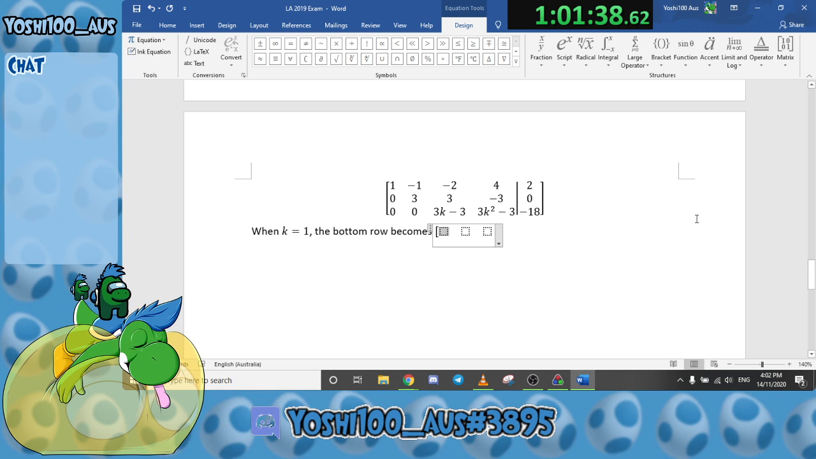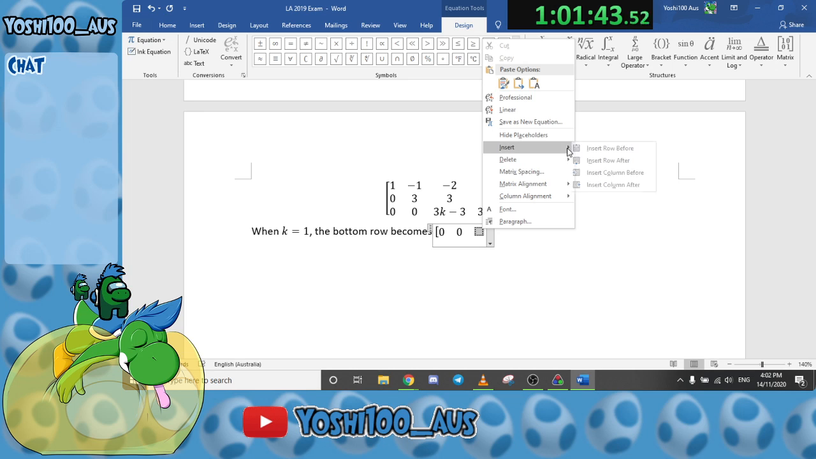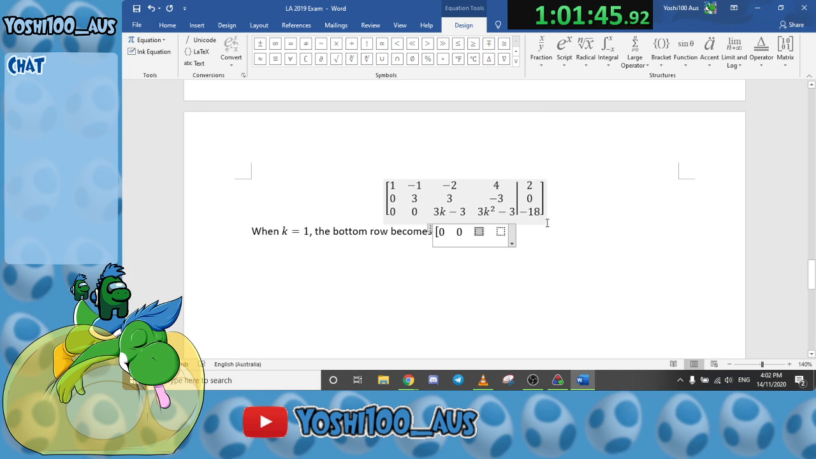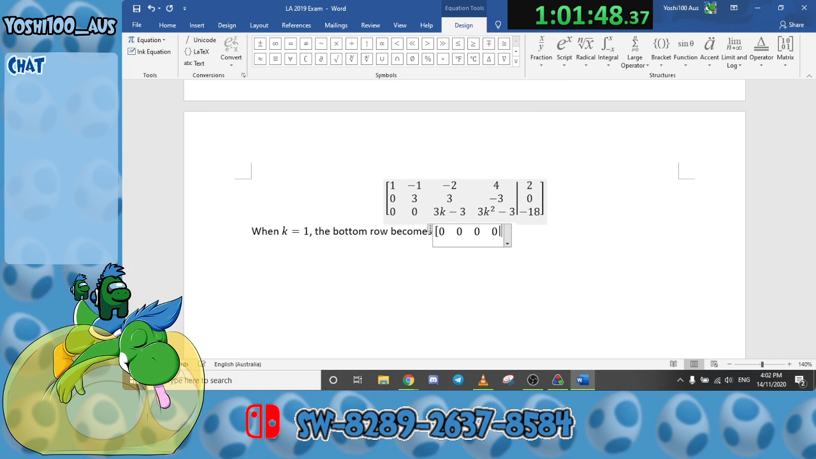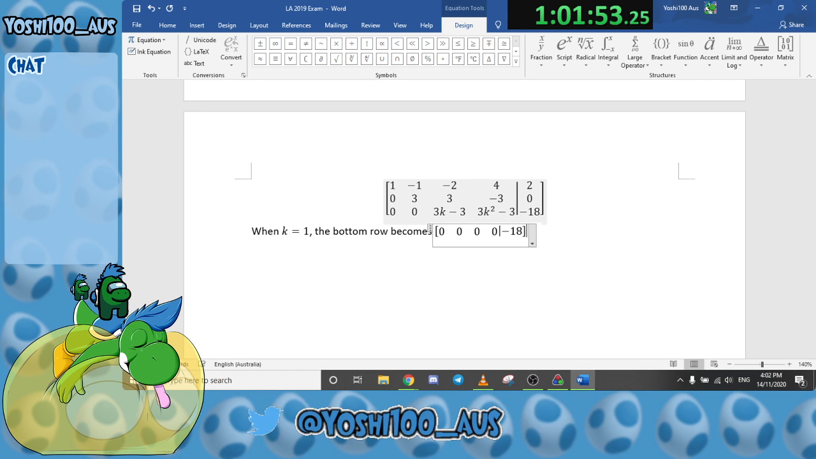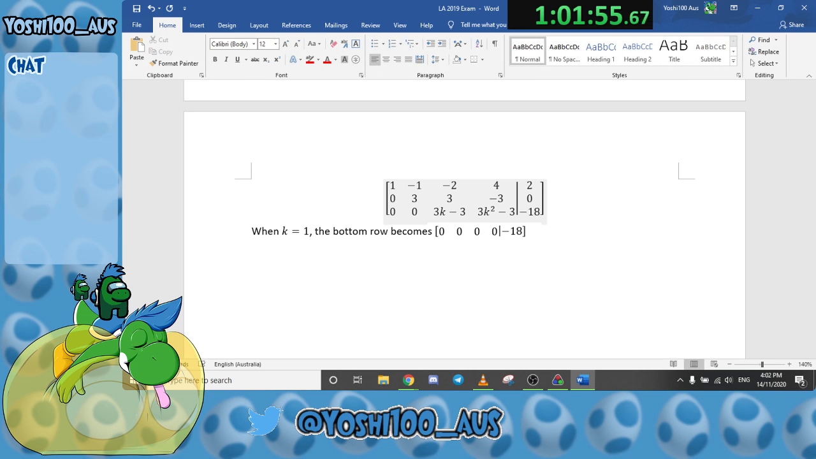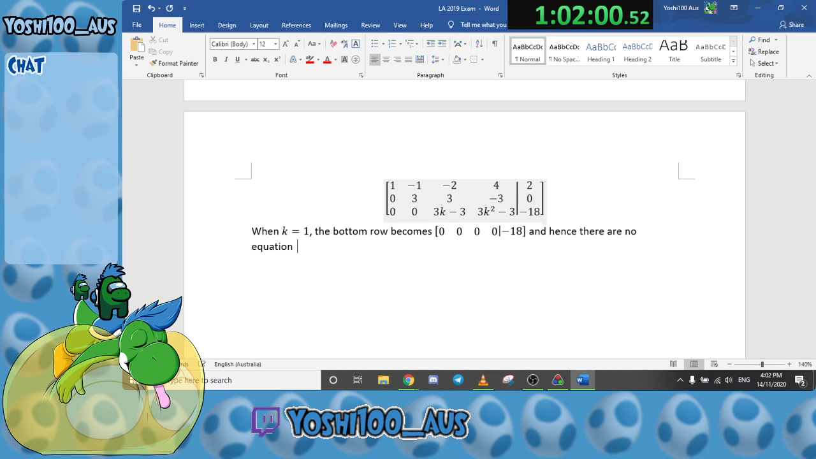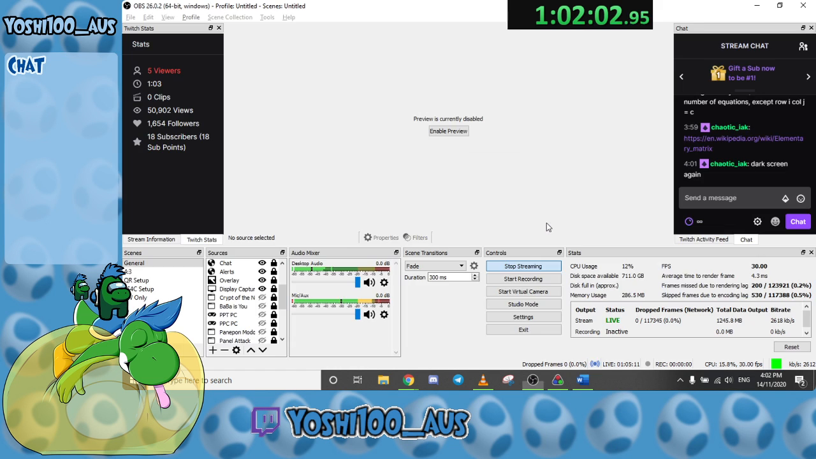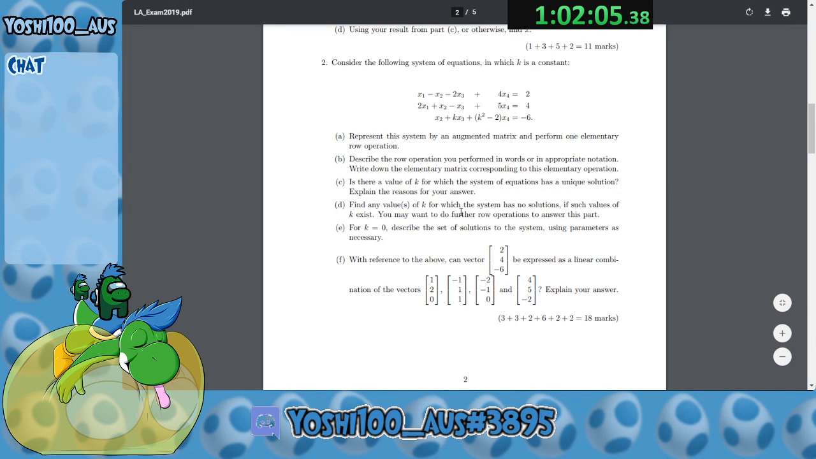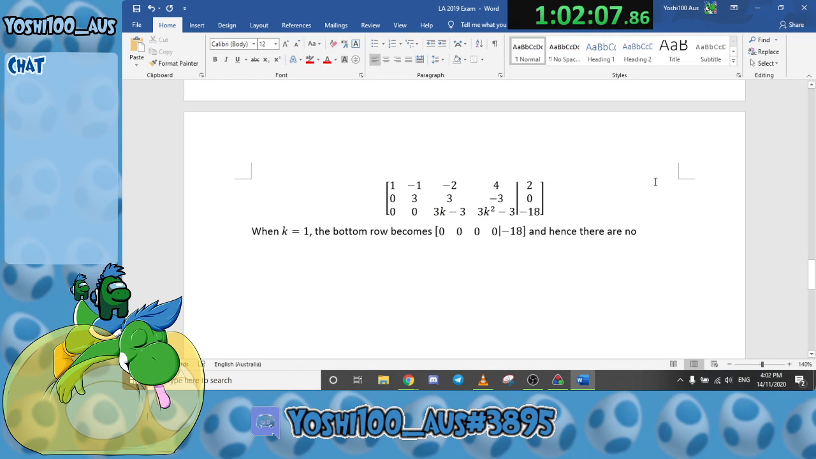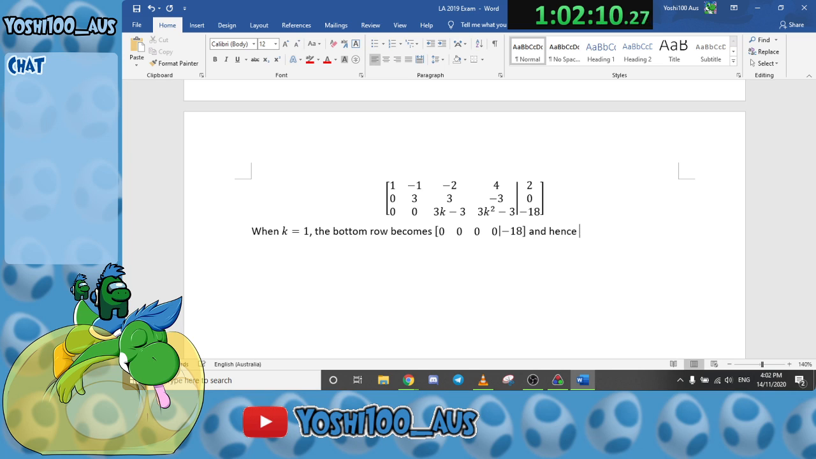Alright, bottom row becomes 0, 0. Let's add another. Insert after 0, 0. Minus 18. And hence there are no equations. No, no solutions. Hold on. What exactly was it asking? Maybe I can answer with the same. Hence, yeah, the system has no solutions. There's no solutions.